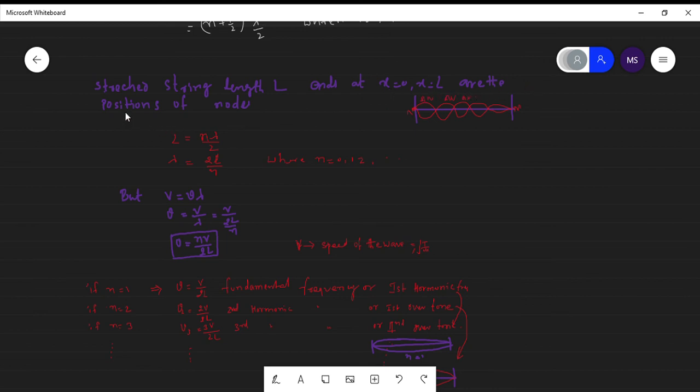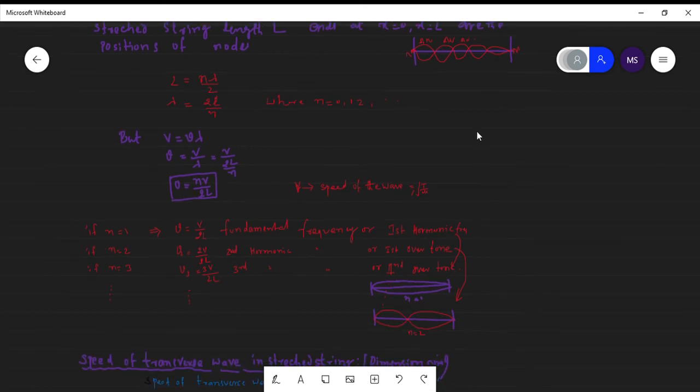So therefore the node positions satisfy L is equal to n into λ by 2, so λ is equal to 2L by n. According to the wave velocity equation, v is equal to νλ, so ν is equal to v by λ. With λ equal to 2L by n, ν is equal to nv by 2L. So this is the frequency of the wave.